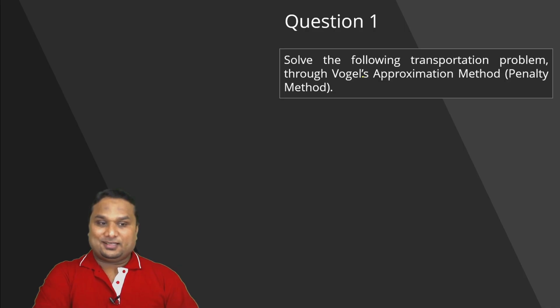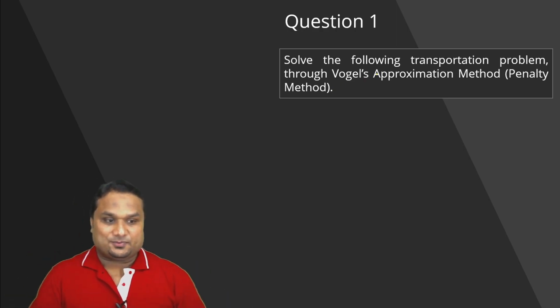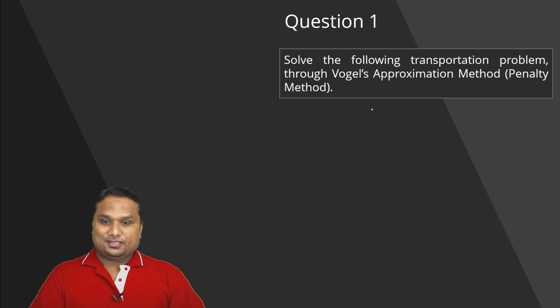So I'm going to solve a question on Vogel's approximation method, also called the penalty method. Now students, you can write down: solve the following transportation problem through Vogel's approximation method. In bracket you write penalty method. It's called the penalty method.